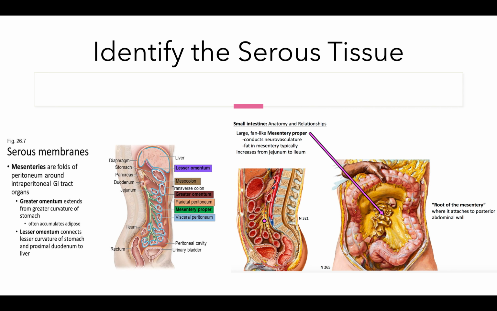Here are pictures of different serous tissue, which lines the body's cavities, holding the organs in place and providing support. We see that the mesenteries are folds of peritoneum that surround the GI tract organs. Omenta refers to a fold of peritoneum. So the greater omentum, which is right here, attaches to the stomach and it droops down to the abdominal cavity, coming back up to the transverse colon right here. Then the lesser omentum, which is right up here, connects the stomach to the liver. We can see in this picture.